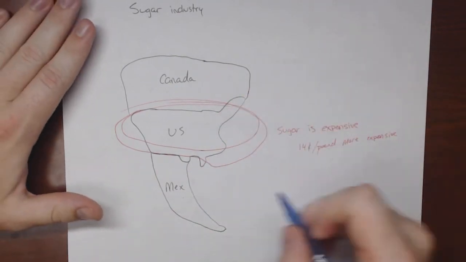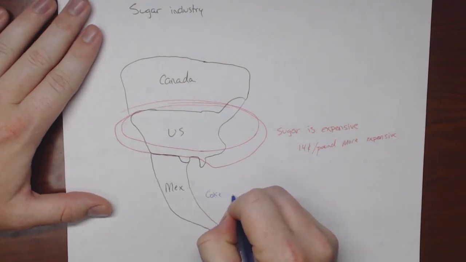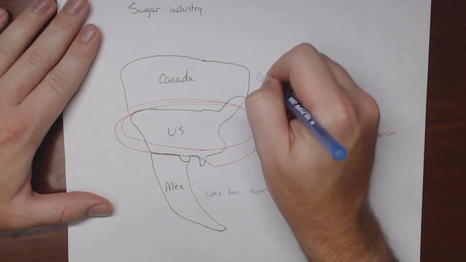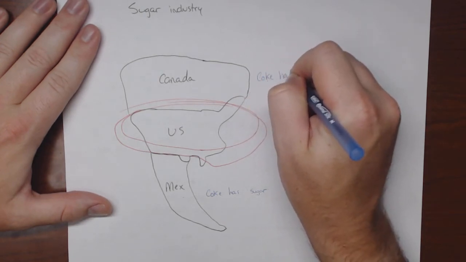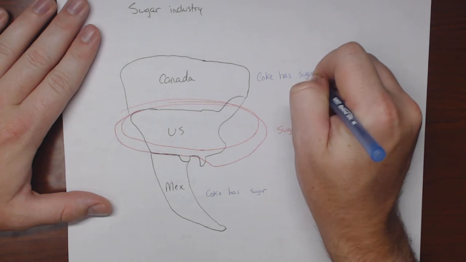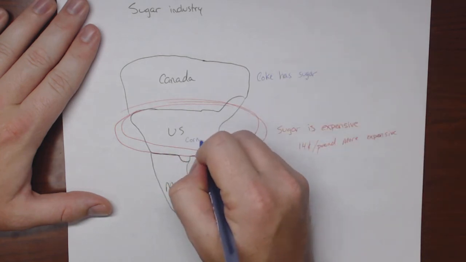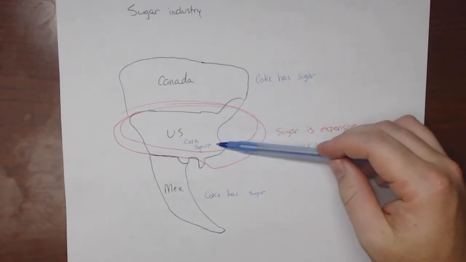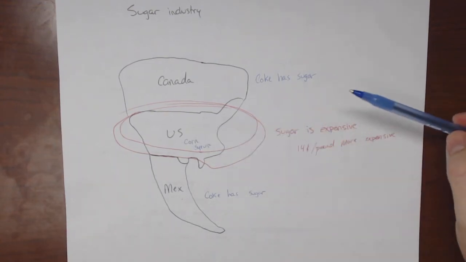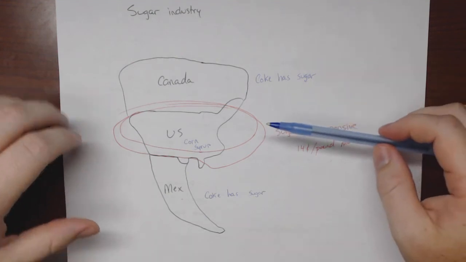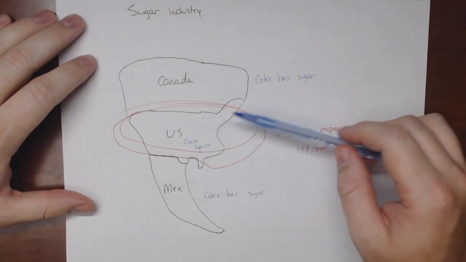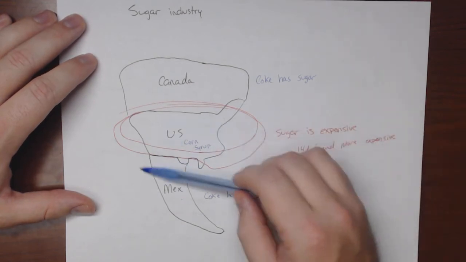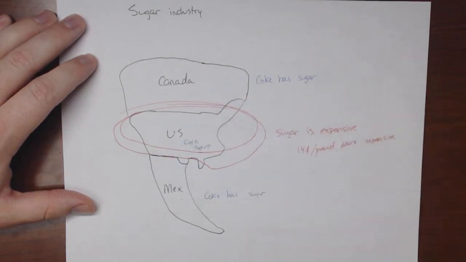As a result, right, Coke has sugar here, and it has sugar here, and here it has corn syrup. Okay, so why is it that in the U.S. sugar is so expensive? In fact, it's so expensive that Coca-Cola and Pepsi and every other soda manufacturer uses corn syrup in the US, but they use sugar in Canada and Mexico.